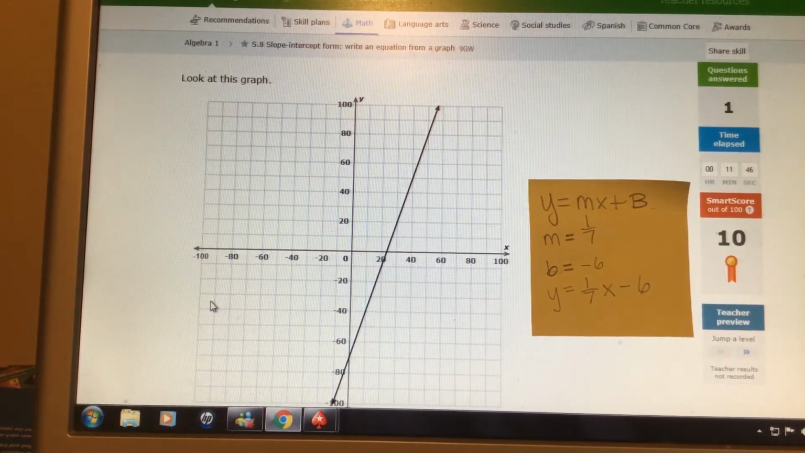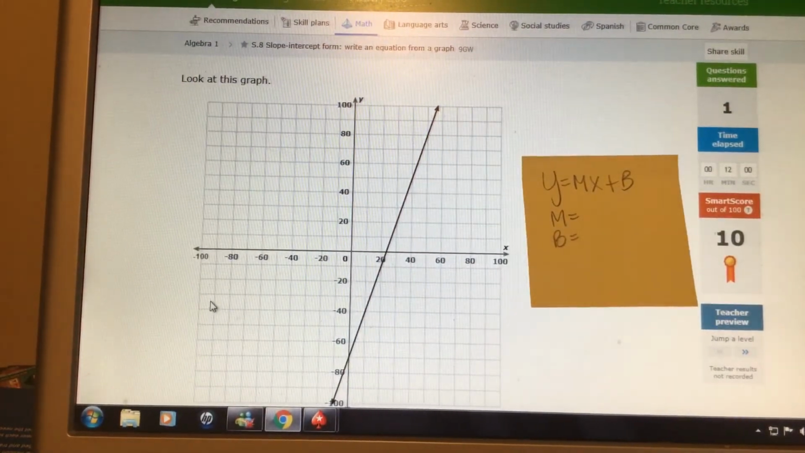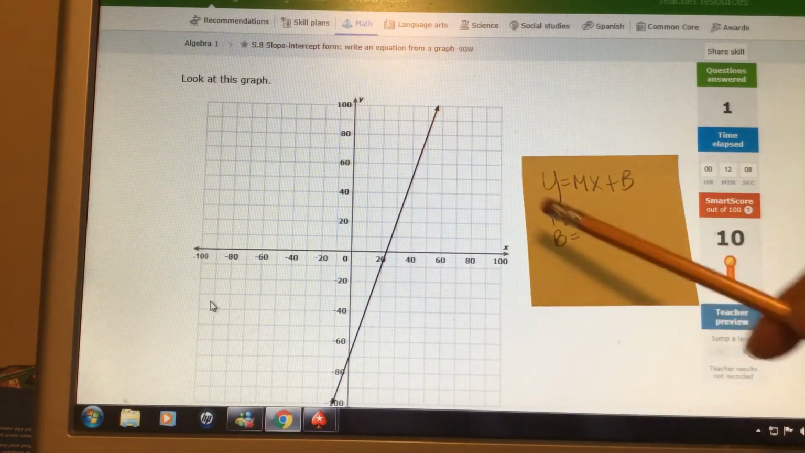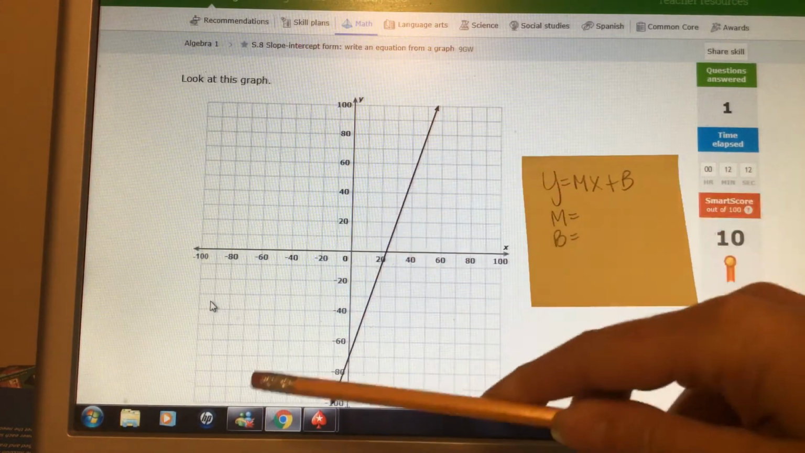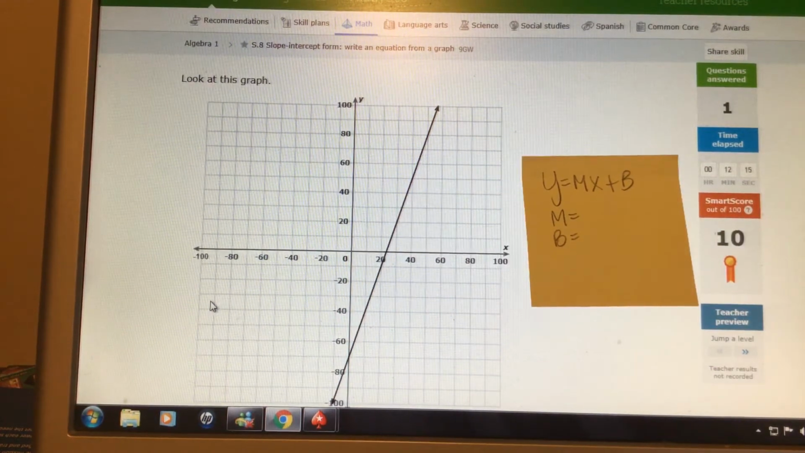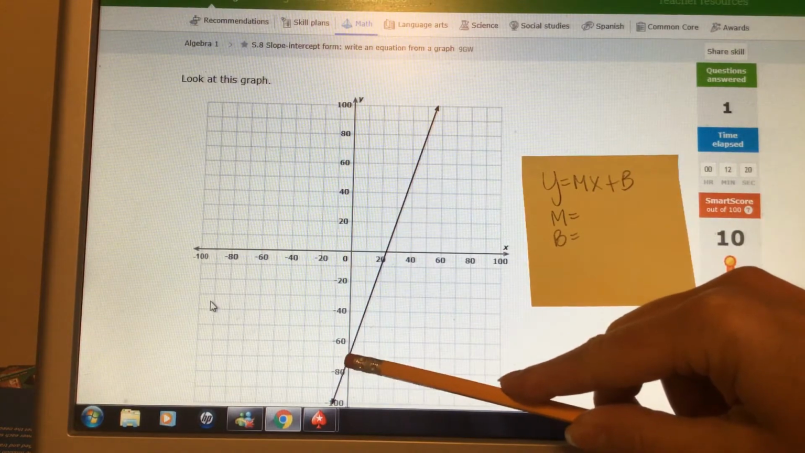So again, I want to go through and make sure I follow these steps where I write my equation, my m, and my b, and then I can find my answer easily. So again, I want to find my b first. My b is my y-intercept. Where does this line cross the y-axis?